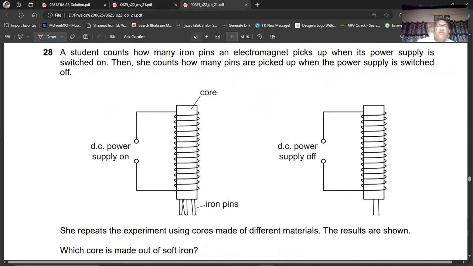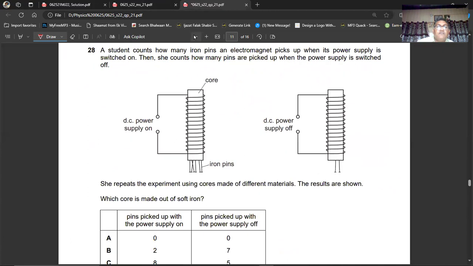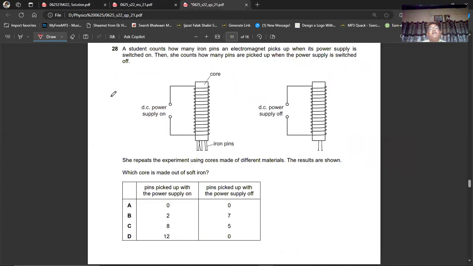So here we have question number 28. A student counts how many iron pins an electromagnet picks up when its power supply is switched on. Then she counts how many pins are picked up when the power supply is switched off. She repeats the experiment using cores made of different materials. The results are shown. Which core is made out of soft iron?